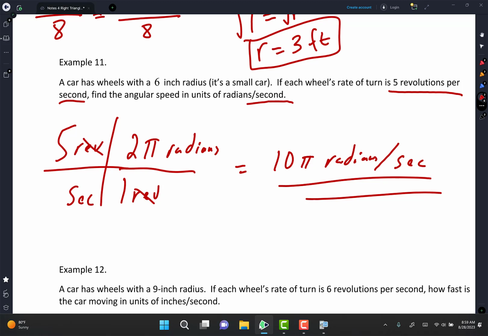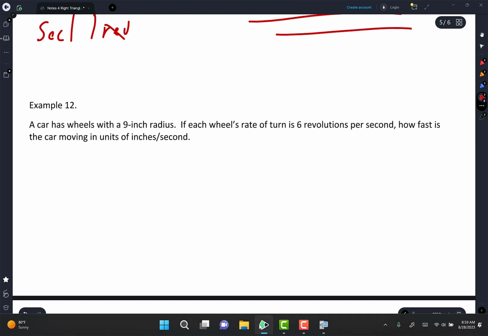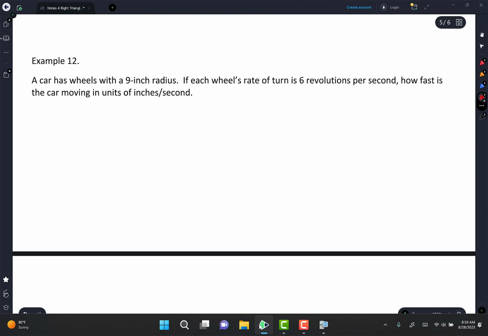All right. Example 12. Don't worry, last example, and then we'll tell you guys what we're going to do next. A car has wheels with a 9-inch radius, so a little bigger car now. Not as big as what we have now, but a little bigger. If each wheel's rate of turn is 6 revolutions per second, how fast is the car moving in units of inches per second?